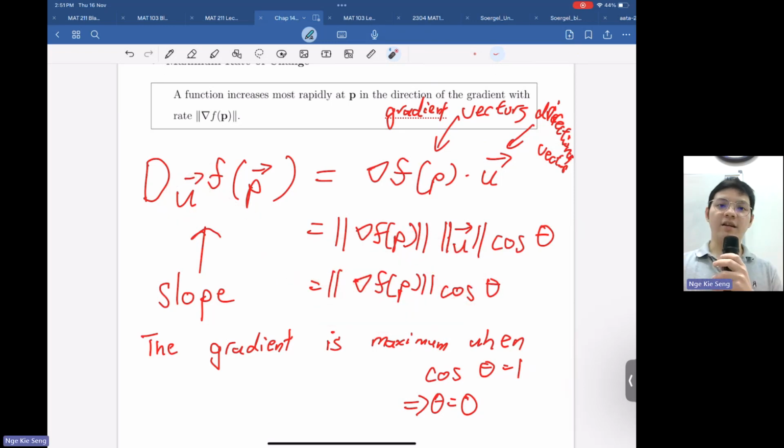Let us apply this to the goat again. Remember how the goat climbed out of the surface? Do you still remember how the goat climbed out?